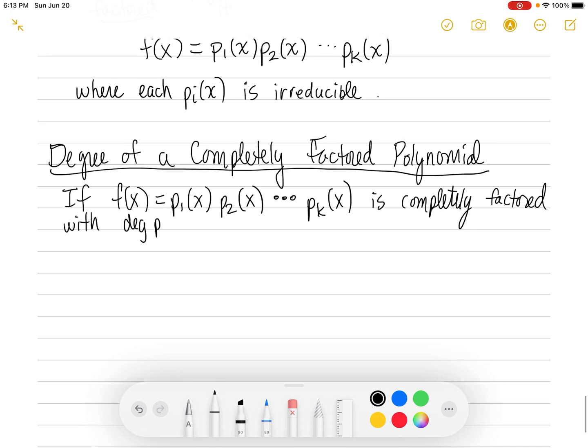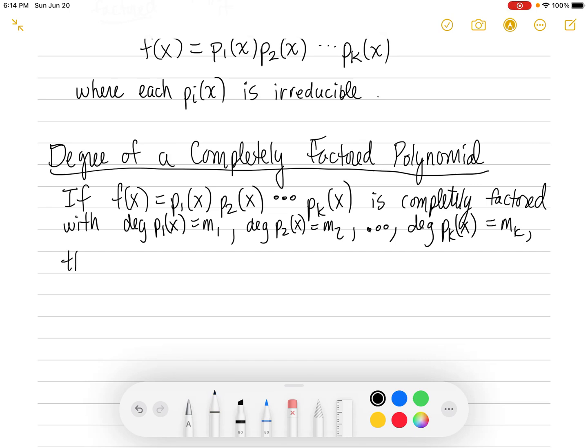and with the degree of the first polynomial, p1 of x, being m1, the degree of the second polynomial, p2 of x, let's call that m2, and so on and so forth, until you get to the last subpolynomial, pk of x. We'll call that m sub k. So the degree of the first polynomial is m1, the second is m2, the third would be m3, the fourth m4, all the way to the kth polynomial, the last polynomial, we'll call that mk.